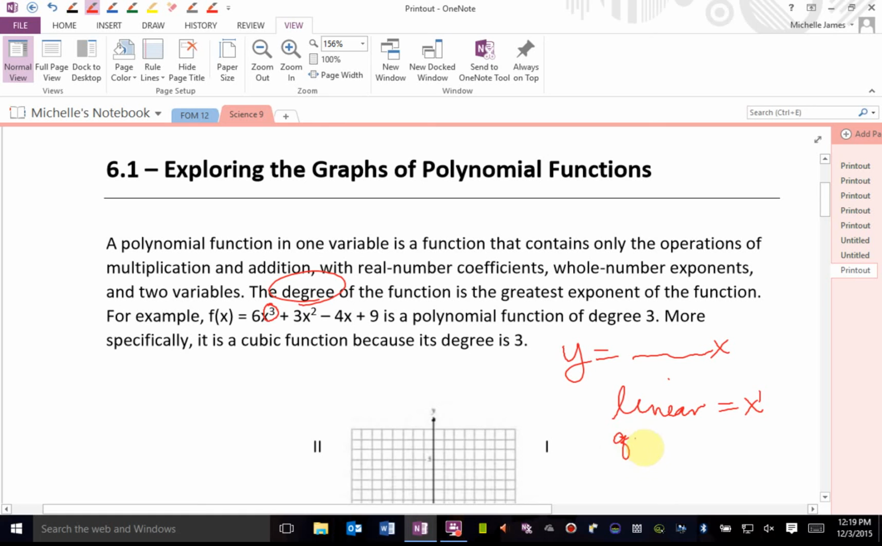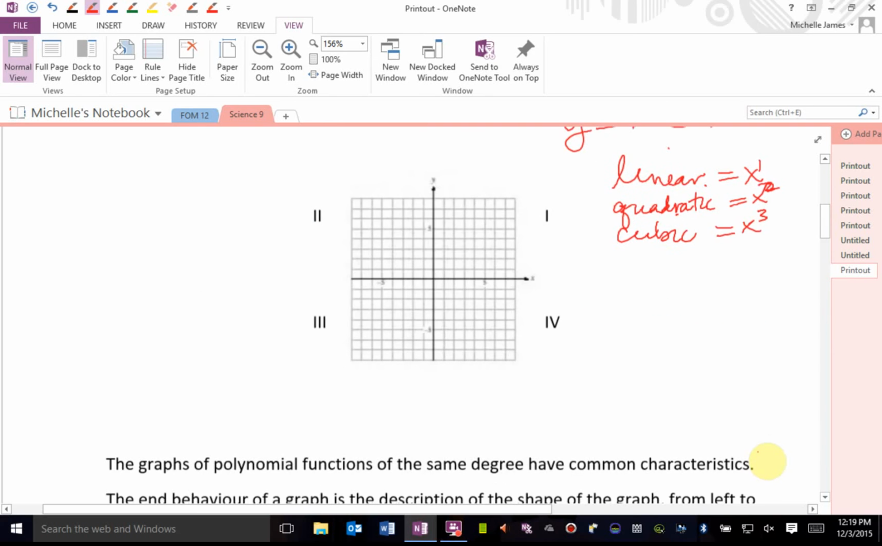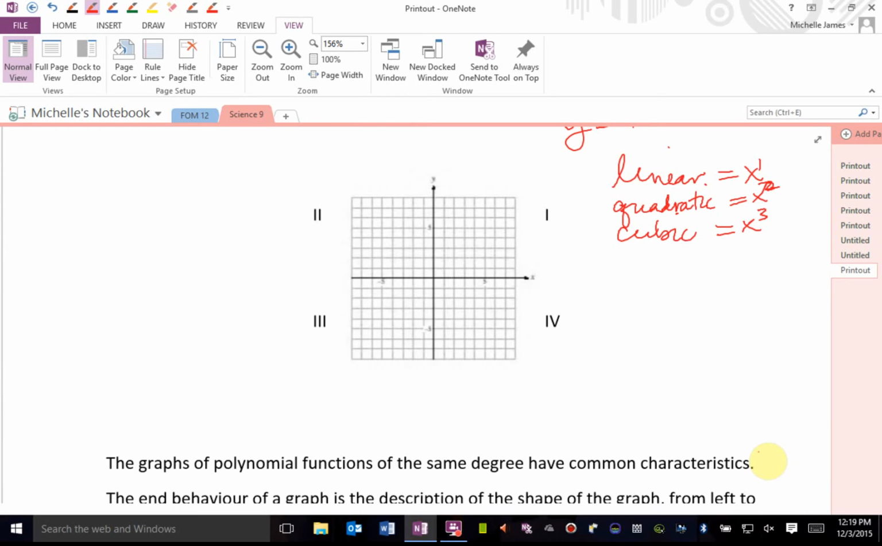We have quadratic, which has a highest exponent of 2 or squared, and then we have cubic, which looks like a cube. Reminder that we have 4 quadrants on the coordinate plane on a graph. So we go counterclockwise. This is quadrant 1, 2 there, 3, and 4.